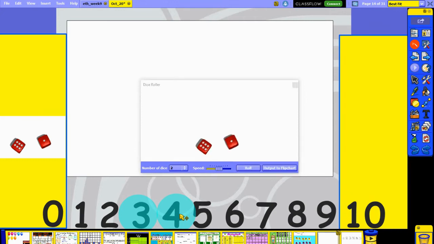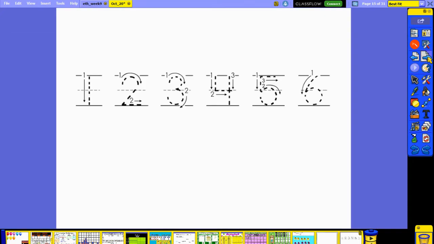All right, so I have 6 and 1. Which number is less? 1, right? 1 comes before 6. Okay, we've got 1 and 2. Which number is less? 1. Very good. All right, we've got 6 and 2. Which number is more? 6. Very good. The last one, 2 and 3. Which number is less? 2. Very good. We'll play this one some more.